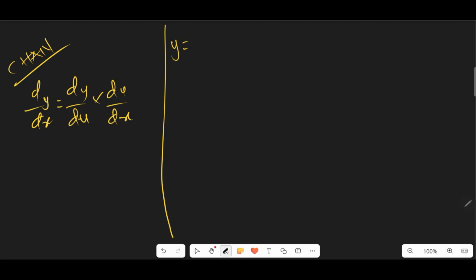So y is equal to 3x plus 2 all raised to the power 5. Now a question like this, if I say I'm not using chain rule, I have to multiply 3x plus 2 five times. And look at the huge numbers I will get before I will come and differentiate. But there's a simple chain rule method that we can use.